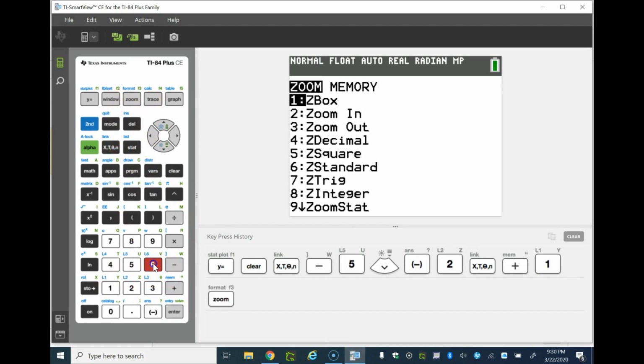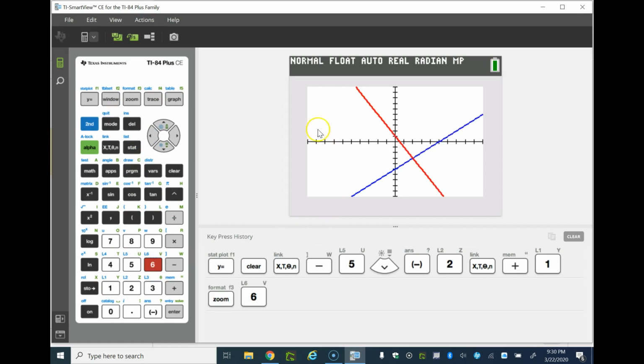You hit zoom 6 to see what both graphs look like. So it should look like this. This is the answer that we're looking for. This will actually provide us with the x and y. If you find the ordered pair, that's going to be our answer for x and y.